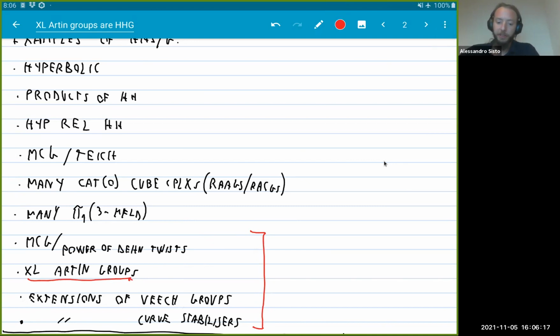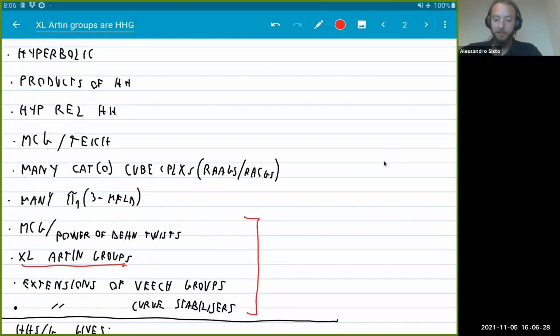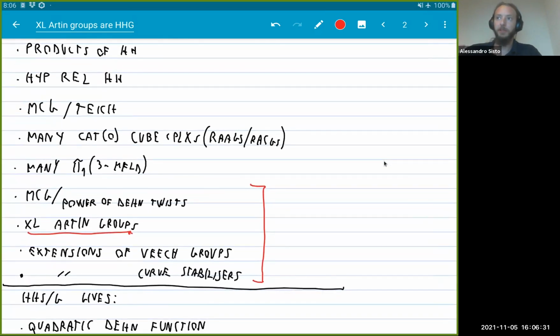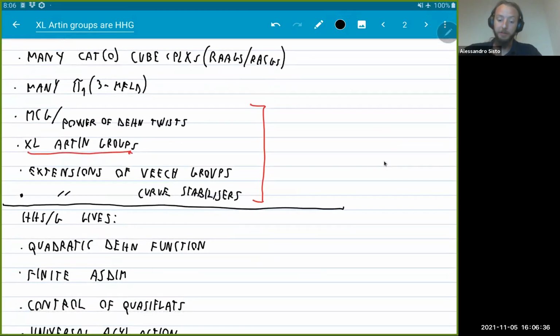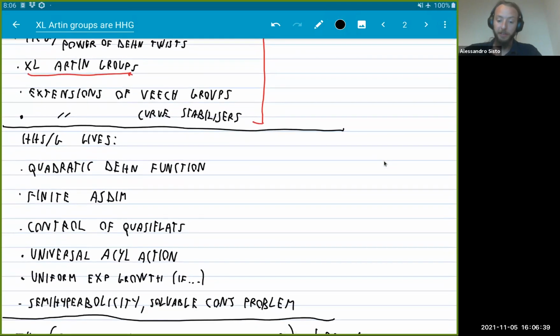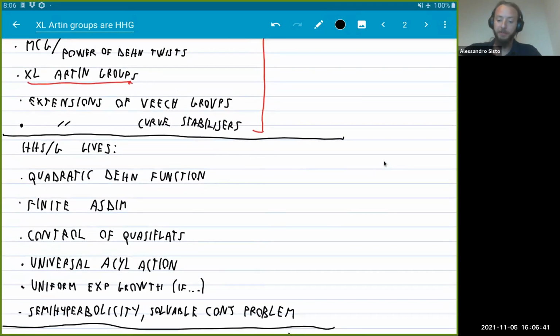Hopefully you're interested in at least some of the groups and spaces in this list. The good thing is that this notion gives you good control on the coarse geometry of these spaces. It allows you to prove various things, such as quadratic Dehn function, finite asymptotic dimension, results on quasi-flats, which then in some cases can be used to prove quasi-isometric rigidity, universal acylindrical actions, uniform exponential growth under suitable conditions, semihyperbolicity, solvable conjugacy problem, lots of things.